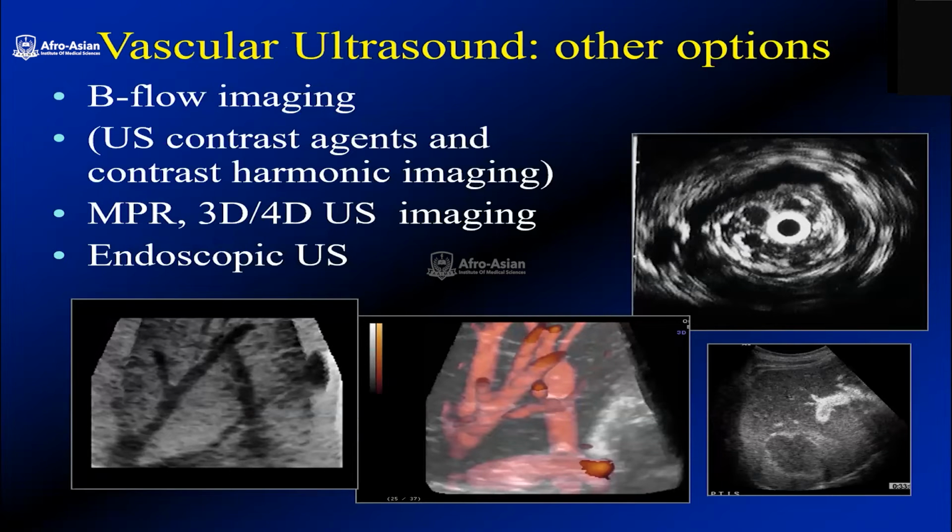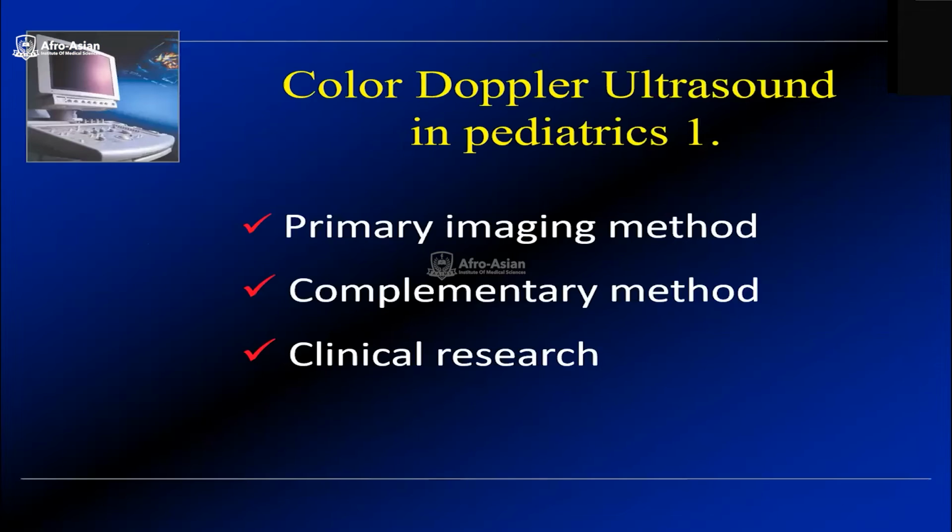The other options are B flow imaging, which is used with ultrasound contrast agents, and contrast harmonic imaging. We can have MPR, 3D, 4D ultrasound imaging, and endoscopic ultrasound.